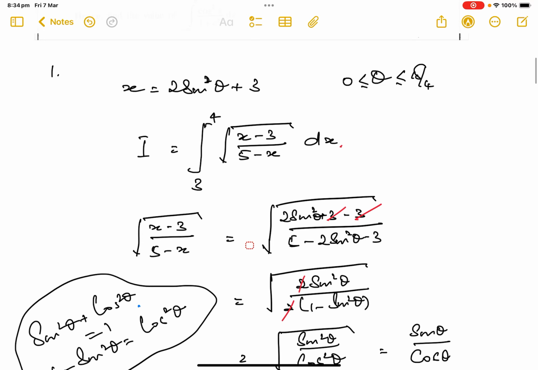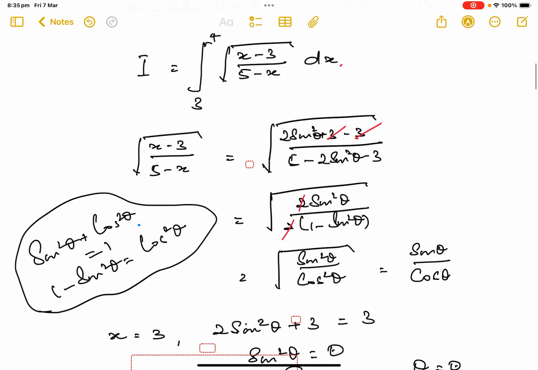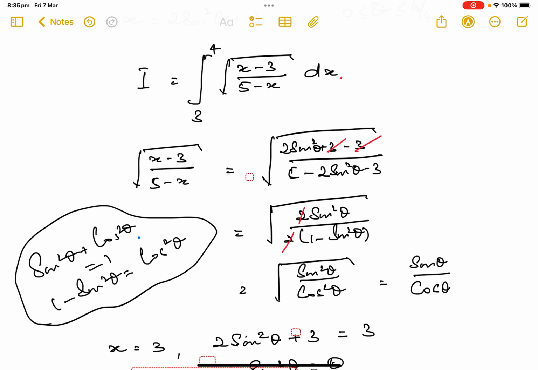So I just call the integration I, equal to the integral with limits 3 to 4 of the square root of (x minus 3) over (5 minus x) dx. I just find the function in terms of theta. So the square root of x minus 3 divided by 5 minus x. Here x is 2 sine squared theta plus 3, so in the numerator x minus 3, the 3 cancels out. In the denominator, 5 minus 3 is 2, minus 2 sine squared theta.